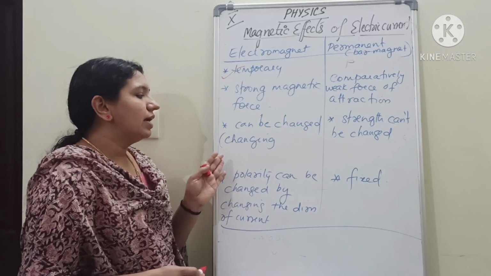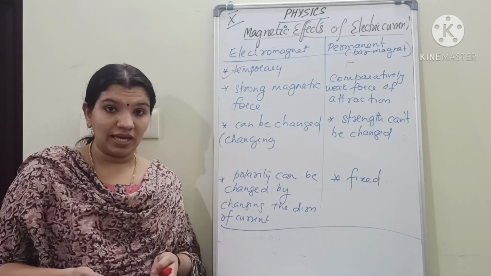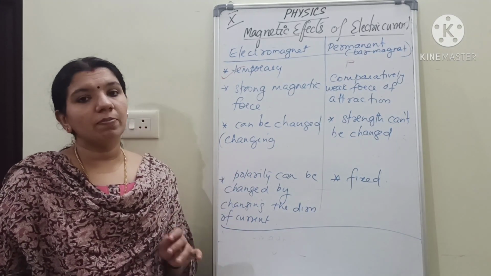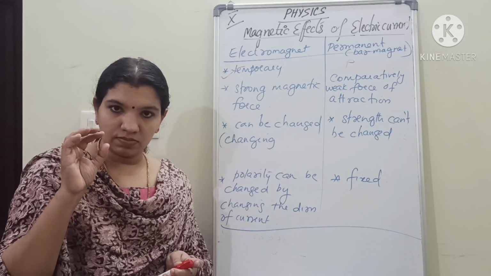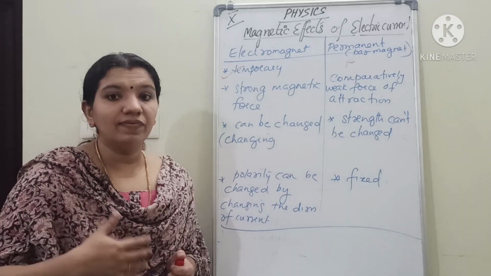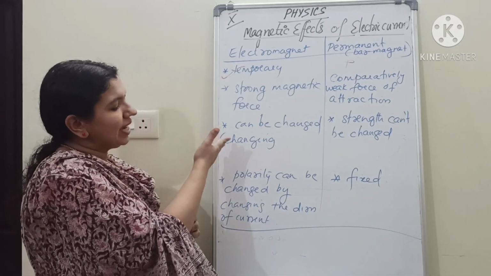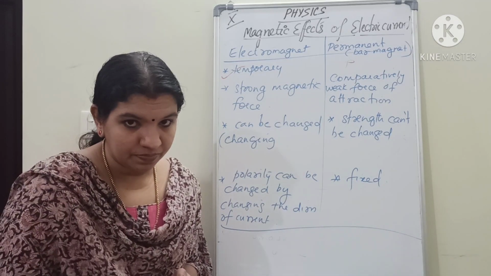Clear? Then, the strength of the electromagnet can be changed. But in the case of a bar magnet, its strength is fixed at the time of manufacture and can't be changed while we use it. How can we change the strength here? As I told, by increasing the current.